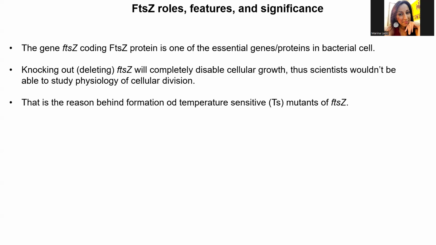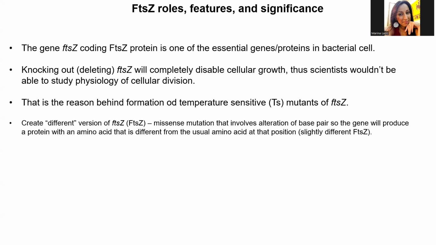What scientists usually do in this case is create a different version of FtsZ, and that's literally a missense mutation. It's not a nonsense mutation, it's a missense mutation. So it's an alternative version of FtsZ. You just alter a base pair, usually one base pair. So the gene will produce a slightly different version of FtsZ. It will have a different amino acid structure, so an altered function of FtsZ.